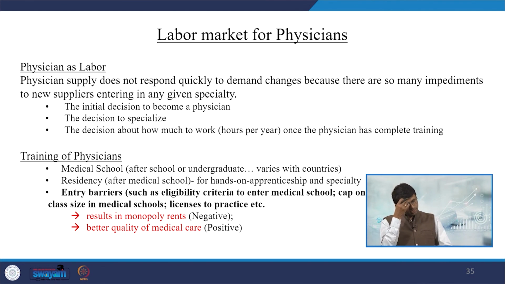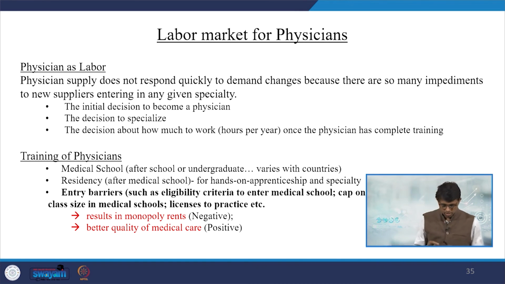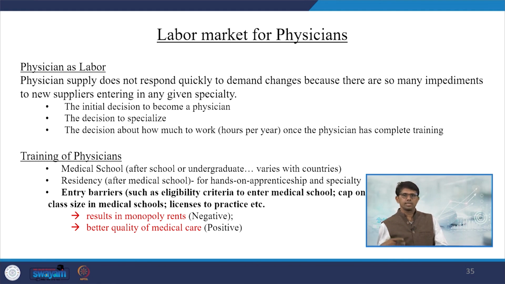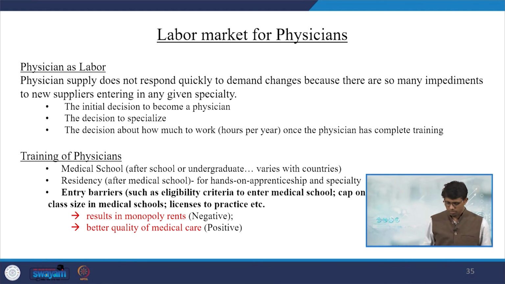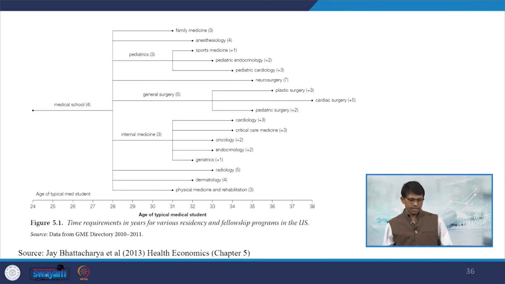Training of physicians, as I will show in one chart, is really time consuming, and there are also entry barriers, eligibility criteria, etc. As part of entry barriers, there is the license to practice. So these also result in some monopoly rents that have negative implications on the supply or the supply induced demand, and another effect might be positive because of better quality of healthcare.